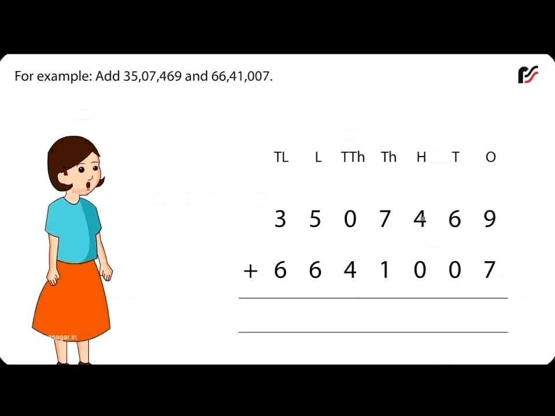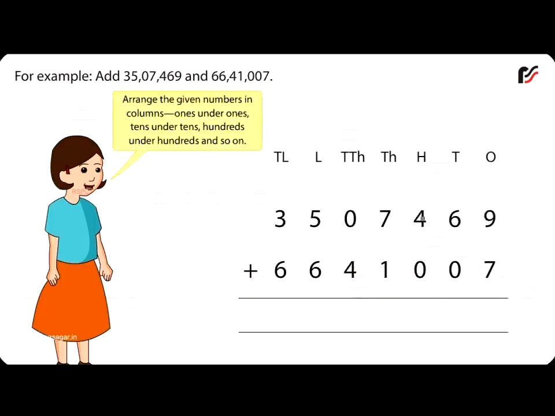For example, to add 35 lakh 7,469 and 66 lakh 41,007. Arrange the given numbers in columns, ones under ones, tens under tens, hundreds under hundreds, and so on.